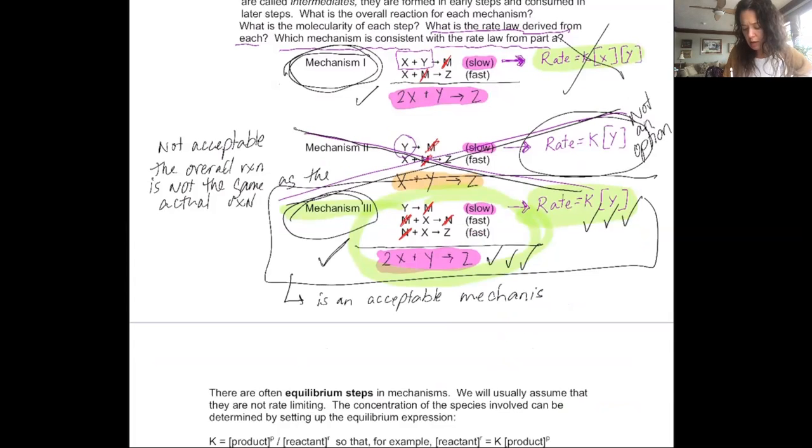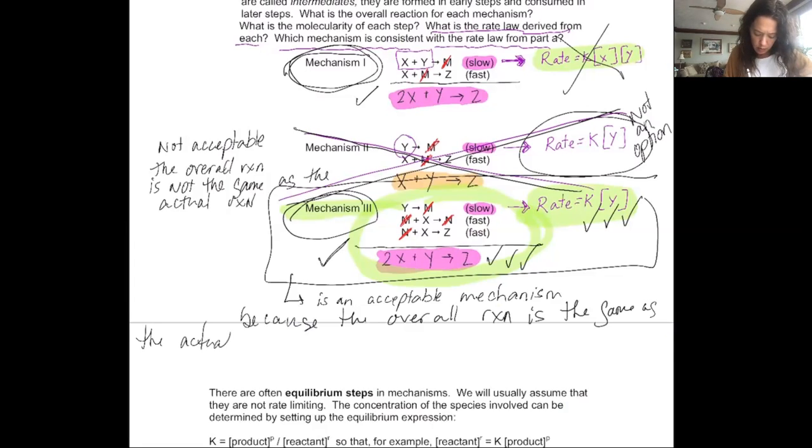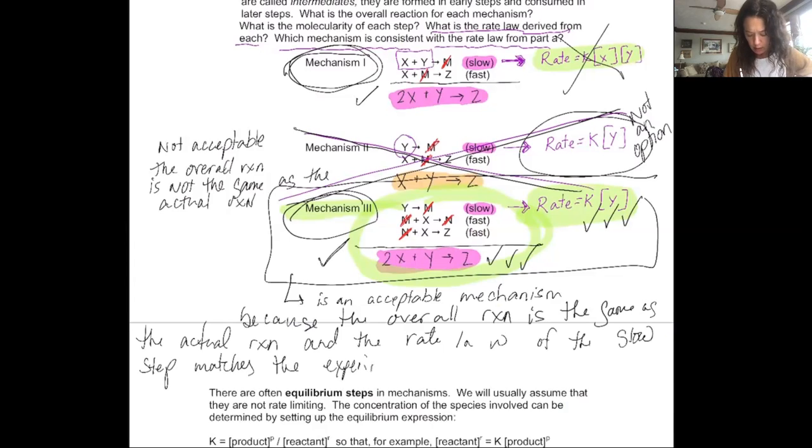This is an acceptable mechanism because the overall reaction is the same as the actual reaction, and the rate law from the slow step matches the experimentally determined rate law.